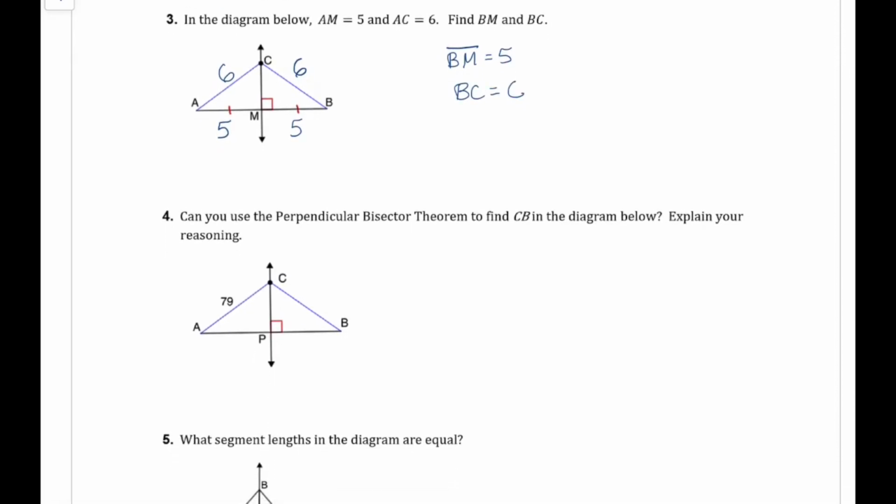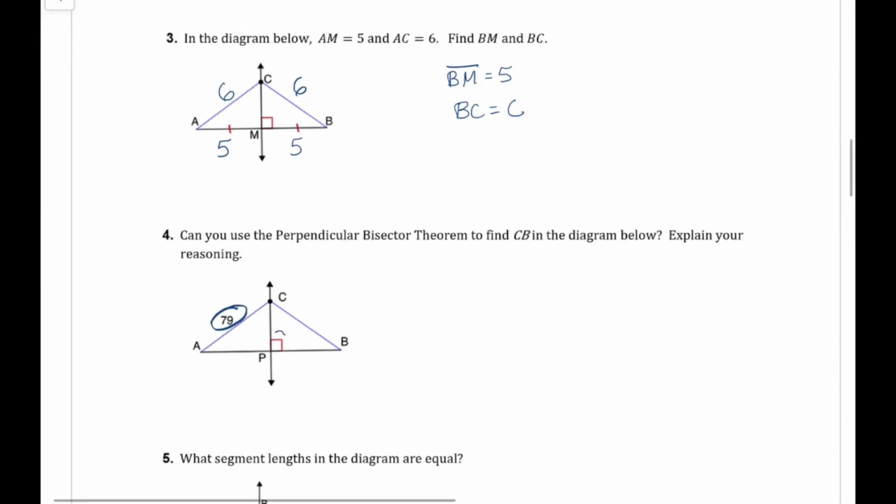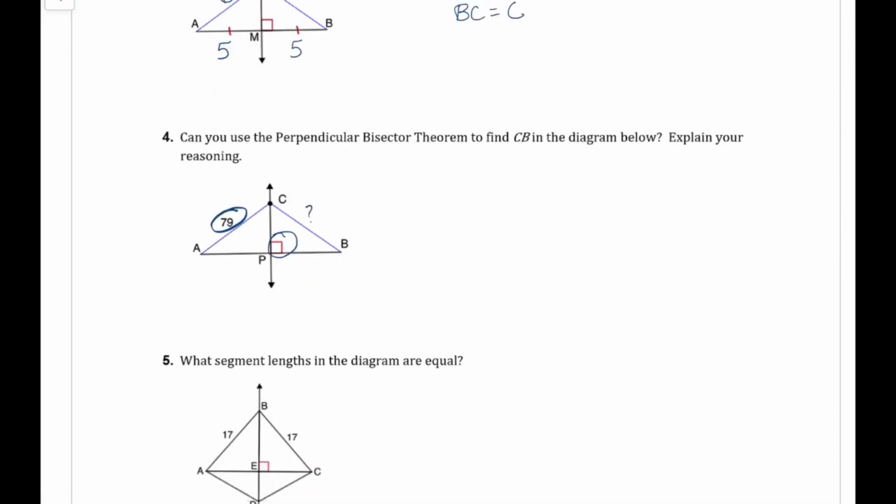Example 4, we are seeing if we can use the perpendicular bisector theorem to find CB in the diagram below. So we've got to be able to tell, is that congruent? Well, perpendicular bisector theorem says that it has to be on a perpendicular bisector and it has to be equidistant from the endpoints. Now, it's right, but we don't know if it has cut it in half, if it's bisected.